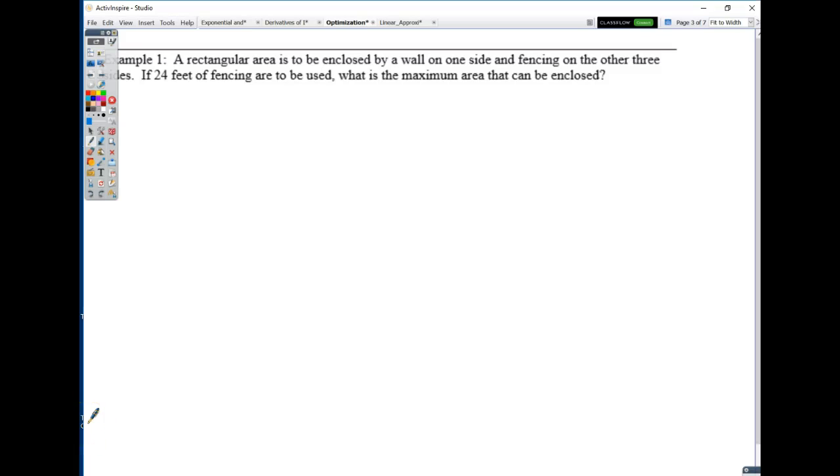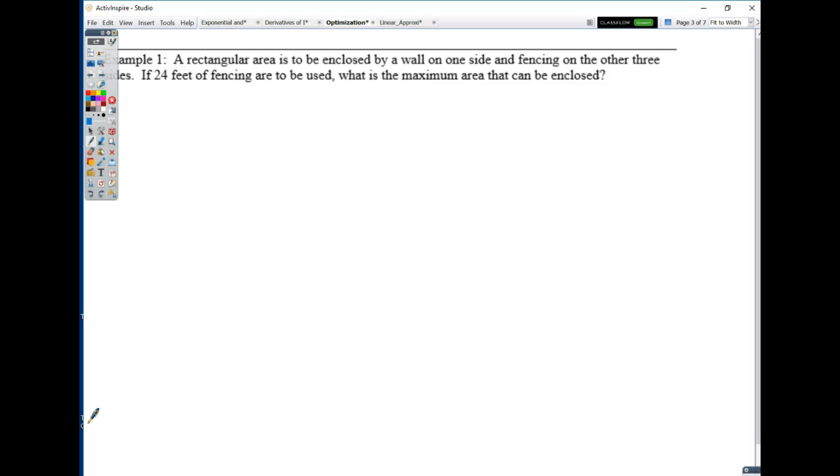So optimization. We're talking about optimization. We are basically dealing with just applied minimums and maximums. That's ultimately what it comes up to. It's a min-max problem where I'm either interested in a maximum something or a minimum something, and here's a context to it, and we move on.